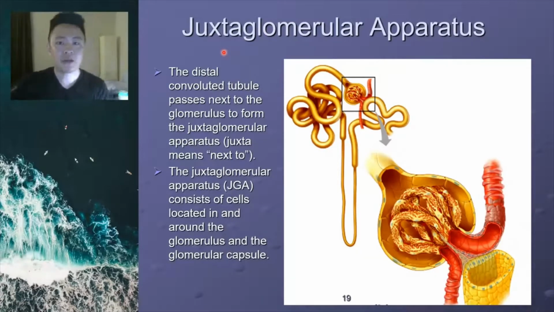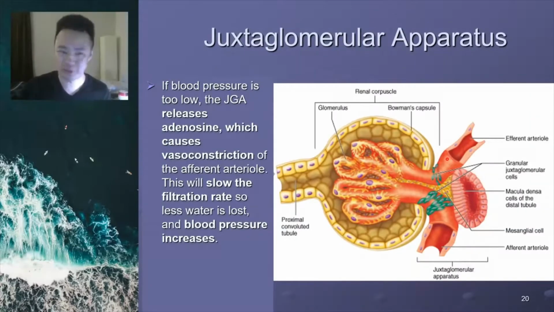Okay, so the juxtaglomerular apparatus. Now the distal convoluted tubule passes next to the glomerulus to form the juxtaglomerular apparatus, and it consists of cells located in and around the glomerulus and the glomerular capsule. Now if the blood pressure is too low, then this apparatus releases adenosine, which causes vasoconstriction of the afferent arteriole. And that's when the blood pressure is low. And this will slow the filtration rate so that less water is lost and the blood pressure increases.